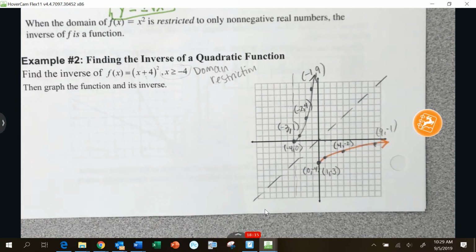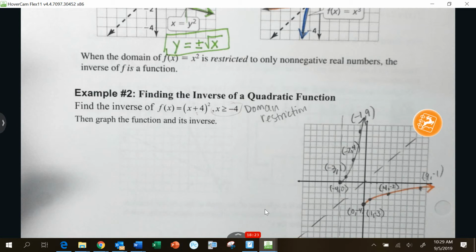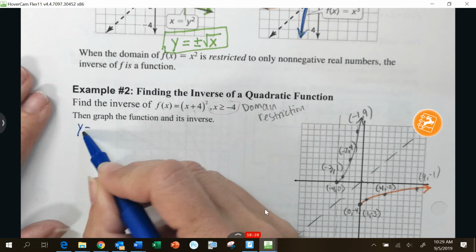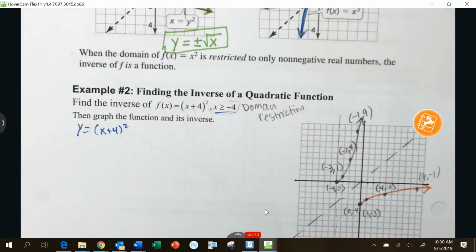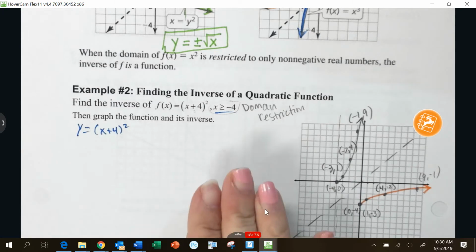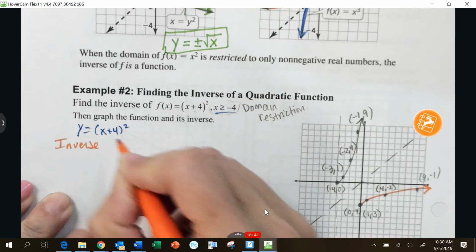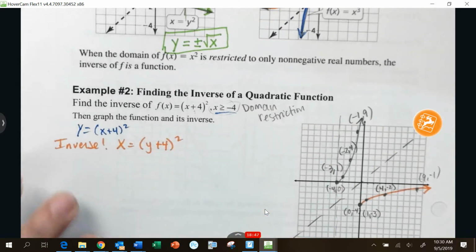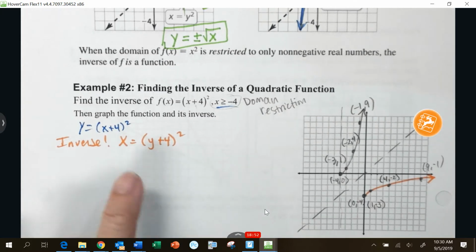Let's work it out. What's my first step if I'm finding the inverse? Just switch x and y, but I don't see a y. So I'm going to start out by saying f of x is actually y. You can't do anything with the domain restriction when you're finding the inverse. We're just not going to forget about it. So now I'm going to switch x and y, and I'm going to have my inverse.